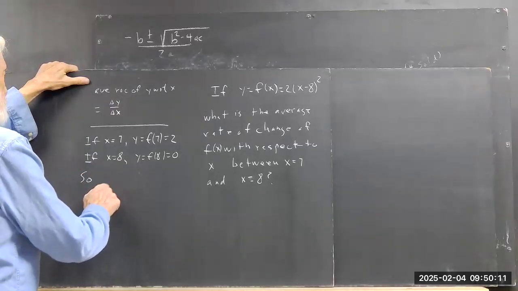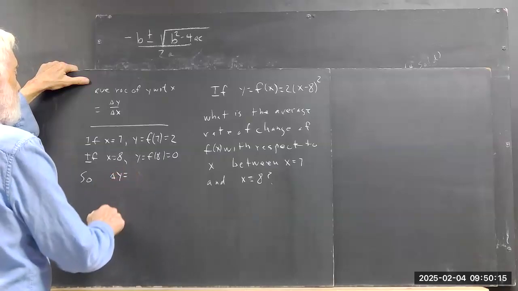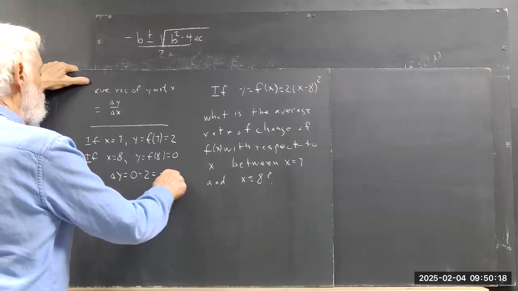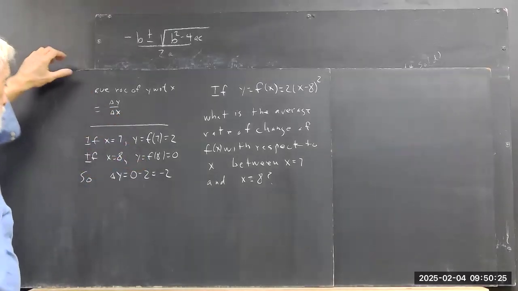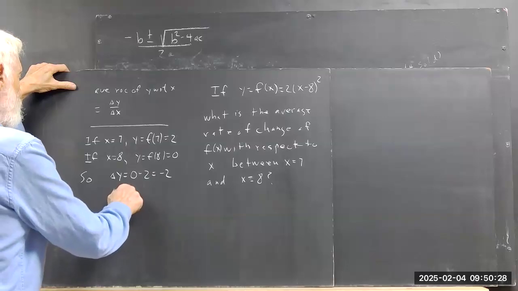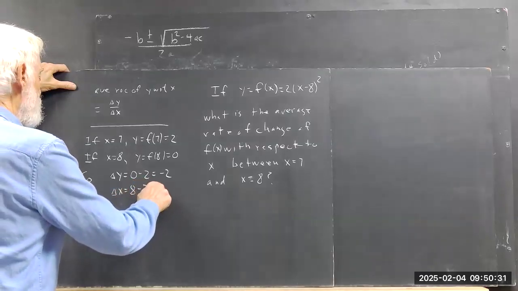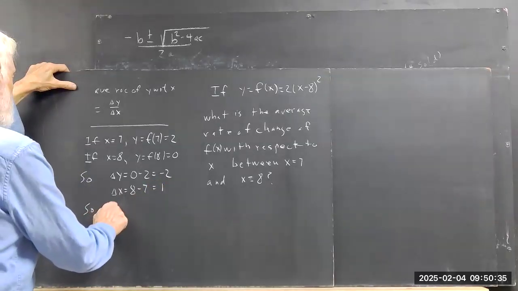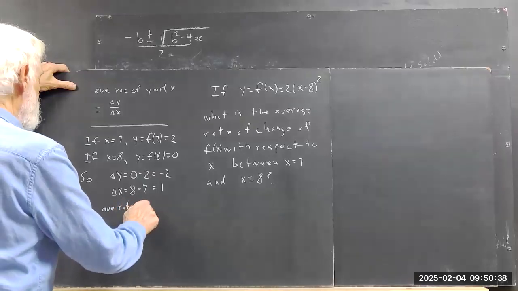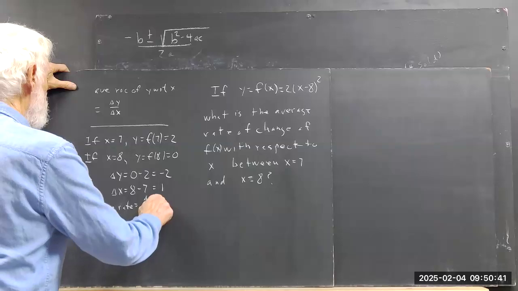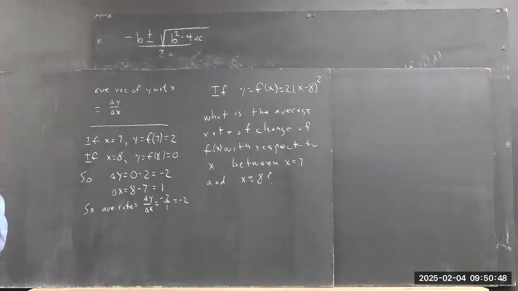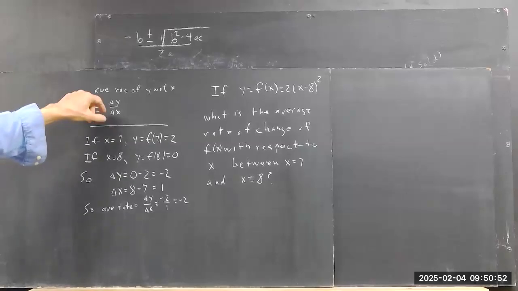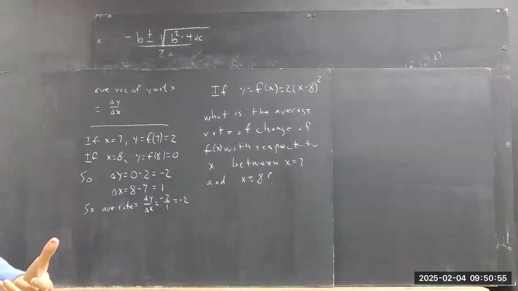So delta y is 0 minus 2, which is -2. You take the second value and subtract the first value, and delta x equals 8 minus 7 equals 1. The average rate equals delta y over delta x, which is -2 over 1, which is -2. So all you have to know is the definition of average rate. But you also want to have a feel for average rate. The definition is a good start for today.